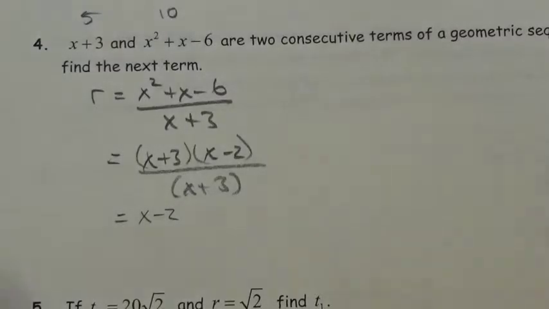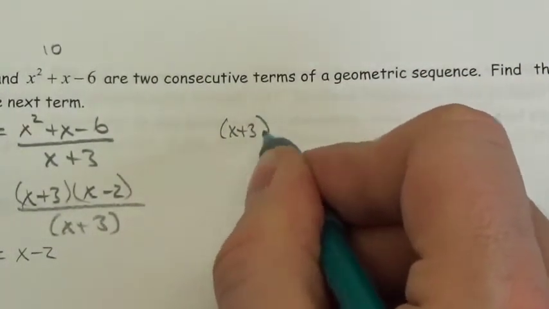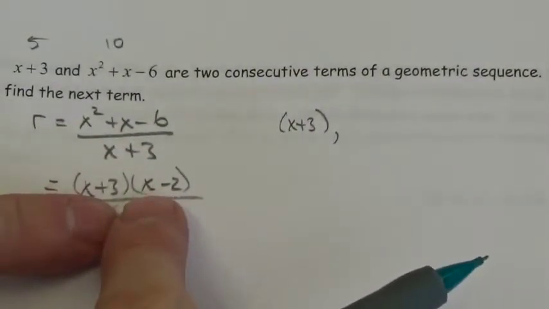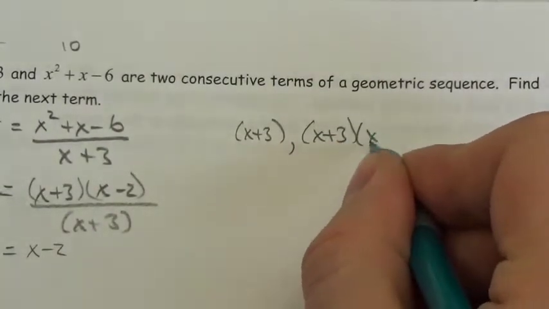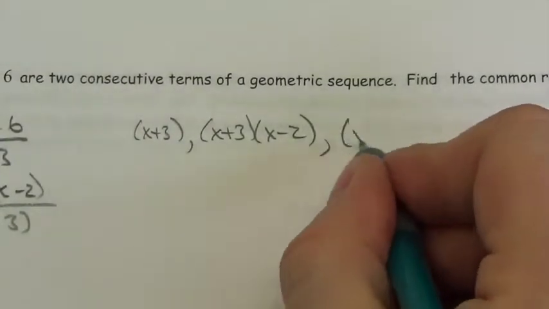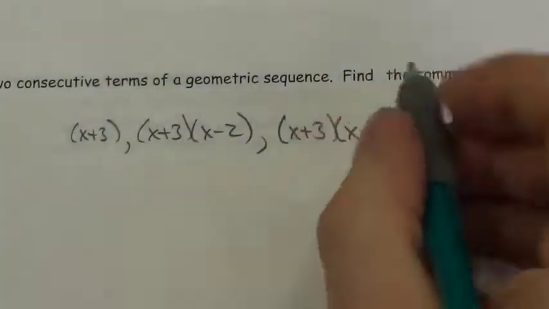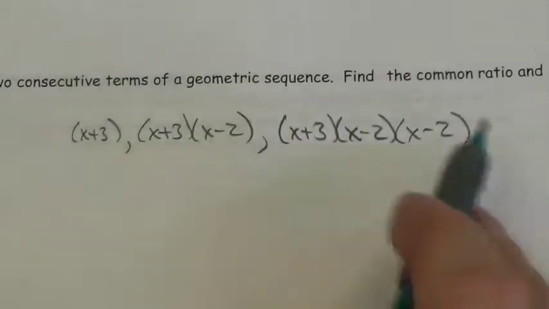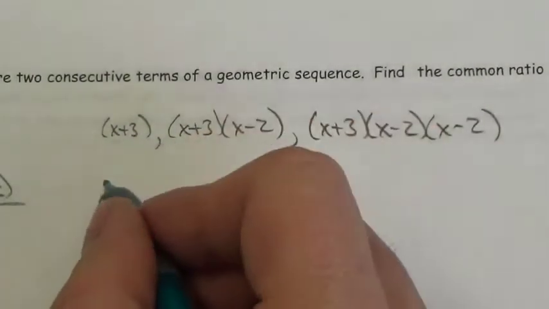Now, to get the next term, let's see how this works here. Well, the first term was x plus 3. To get the second term, and I know that was my numerator, I took x plus 3 and multiplied that by x minus 2. So to get the next term, I'm simply going to multiply by x minus 2 again. So that's my third term here. Now, I think it should be clear that obviously we want you to do a little bit more than that.